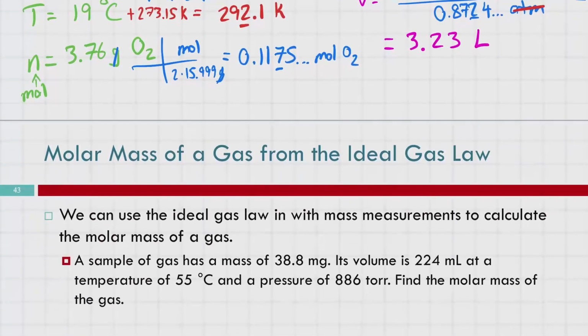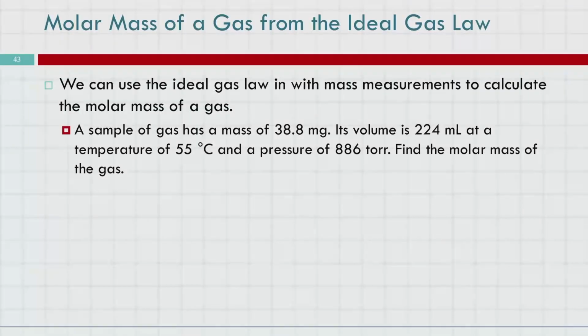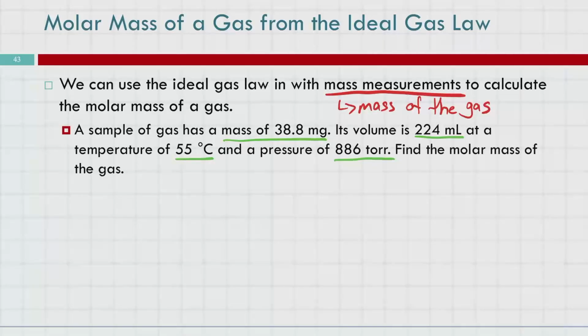Okay. Other stuff that we can do with the ideal gas law, we can also find the molar mass of a gas. We will also need, in addition to the ideal gas law, a mass measurement. We'll need the mass of the gas. So for example, a sample of gas has a mass of 38.8 milligrams, a volume of 224 milliliters, a temperature of 55 Celsius, and a pressure of 886 torr. We want to find the molar mass of the gas.